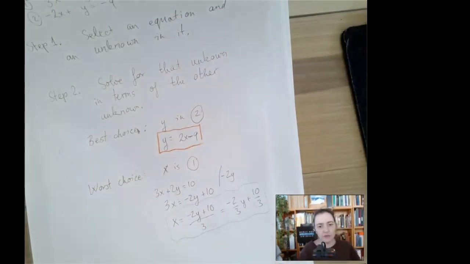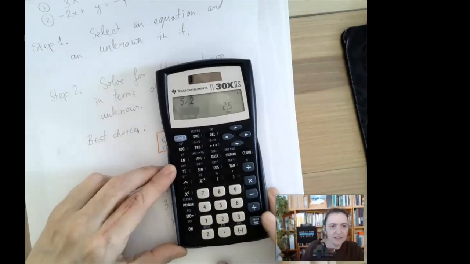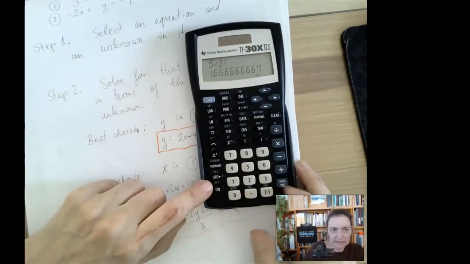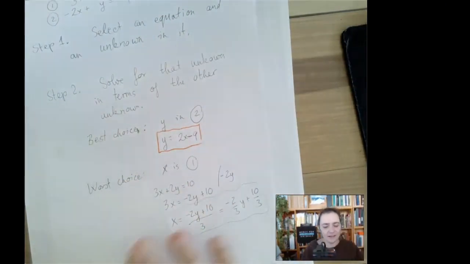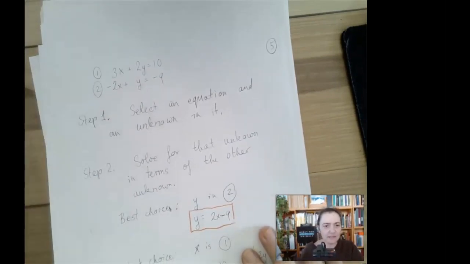Like 5 over 2 is okay. It's a fraction, but it's a fraction that doesn't look bad as a decimal. Try 5 over 3. Not so good, right? So that's why between these 4, this 3x was the worst choice.